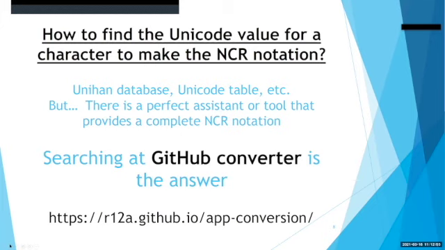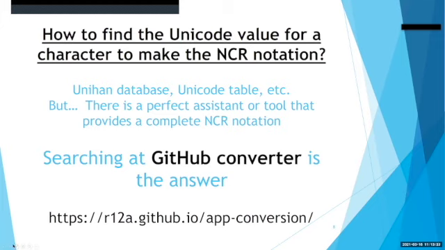Then how do we find the hexadecimal Unicode value for a character to make the NCR notation? There are several places you can search and get the Unicode value, such as the Unihan database, Unicode list, etc. But those sites only provide the hexadecimal value itself, like A976 in the case of the character Hyun. So making up the full notation requires accuracy. The full notation should be accurately recorded, beginning with the ampersand and ending with the semicolon.